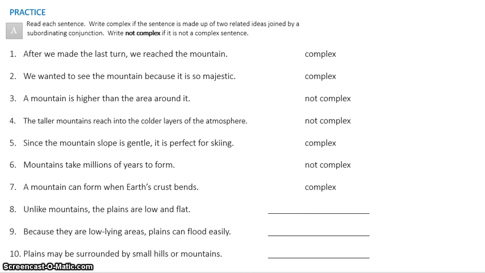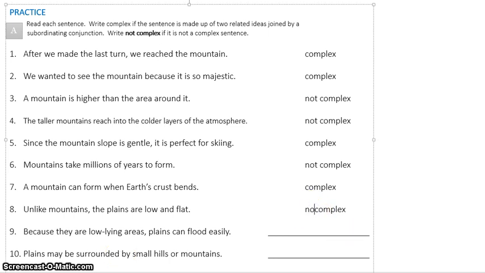Unlike mountains, the plains are low and flat. Now this one they're trying to trick you. Okay, so first we have to say, are there 2 separate sentences there? Well, there's not. And if you look, unlike is not on the subordinating conjunction chart, so it is not complex. That answer says complex, but we're going to change that very quickly. And now that's the right answer.